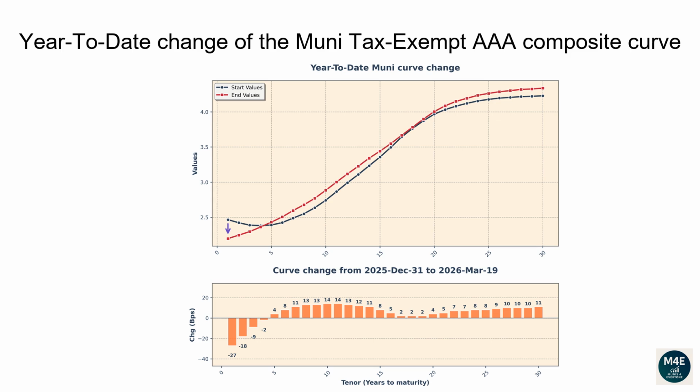The 1-year tenor changed -27 basis points. The 2-year tenor changed -18 basis points. The 5-year tenor changed 4 basis points. The 10-year tenor changed 14 basis points. The 20-year tenor changed 4 basis points. The 30-year tenor changed 11 basis points.